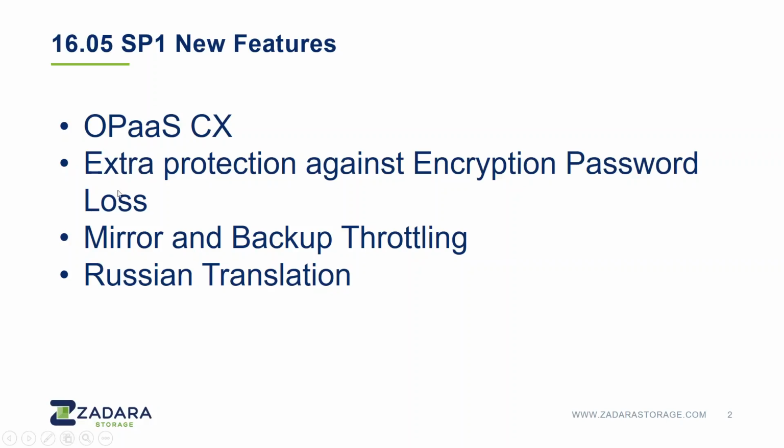Another thing that we offer now is an extra protection layer against encryption password loss. If you're using anything before 1605 Service Pack 1, the encryption passwords are copied within the VCs. So they're still in RAM, but they're only resident in the VC. Now we added an extra layer which goes into the RAM on a storage node, so that in the case that either one cannot access the other one, you'll still have the capability to bring up your storage.